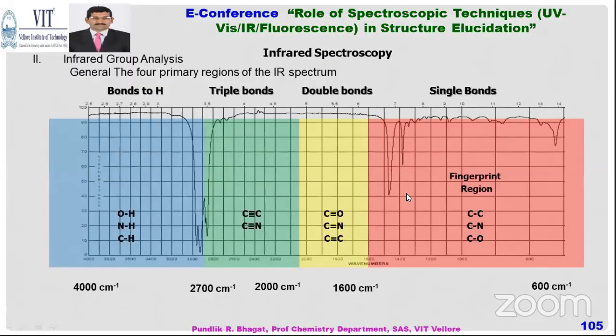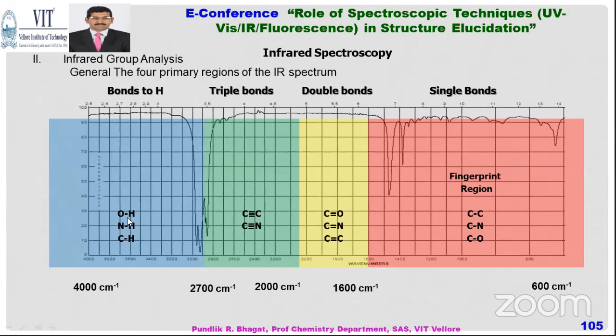So these are the four bands which are shown here. Say, fingerprint region. It is very difficult to detect, but it will give an idea if your compound is, for example, ortho substituted in case of aromatic, or meta substituted, or para substituted. That will give an idea. That is why it is called the fingerprint region, which is not repeated by any other molecule.